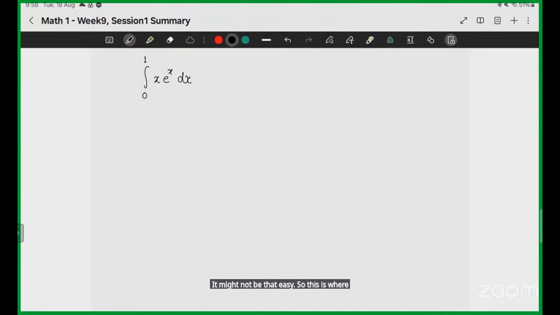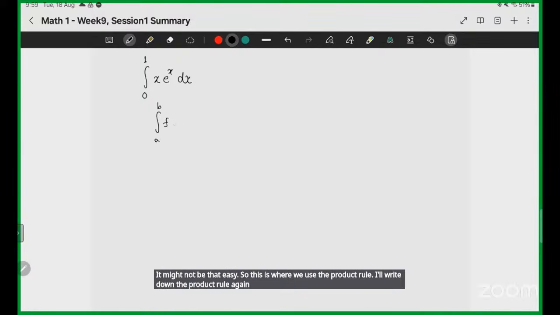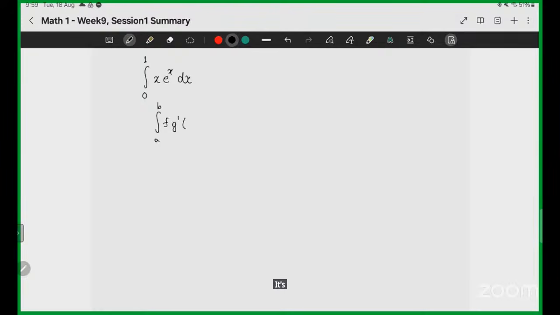So this is where we use the product rule. I'll write down the product rule again. The integral of F G prime. I'll skip the x's, all right. So this is FG. Here it will be FG at B minus FG at A, minus the integral from A to B of F prime G.